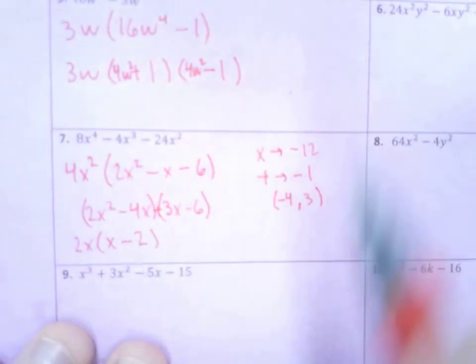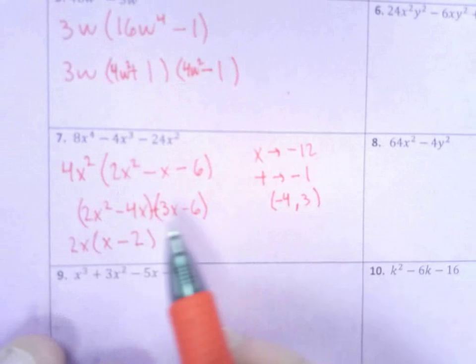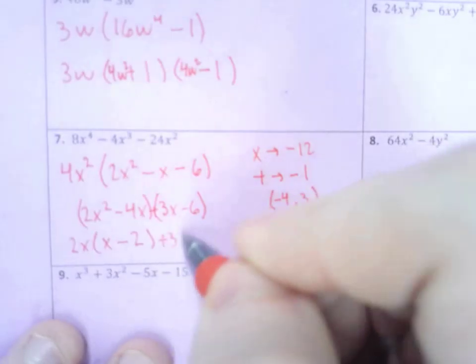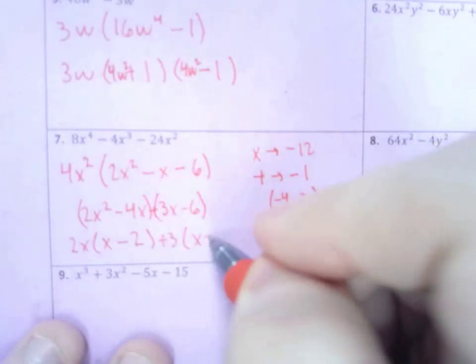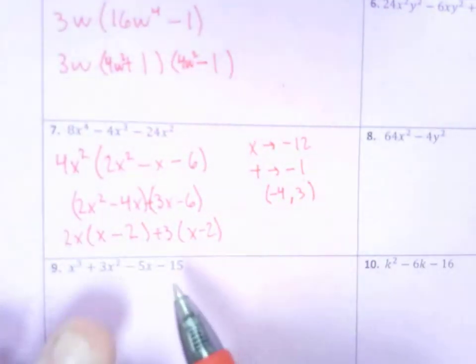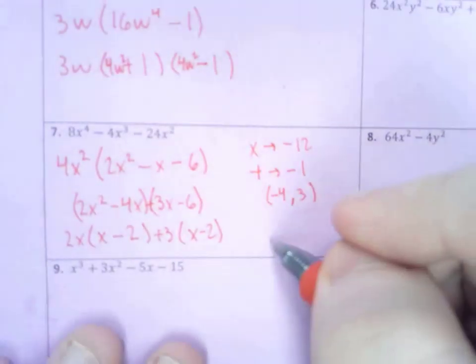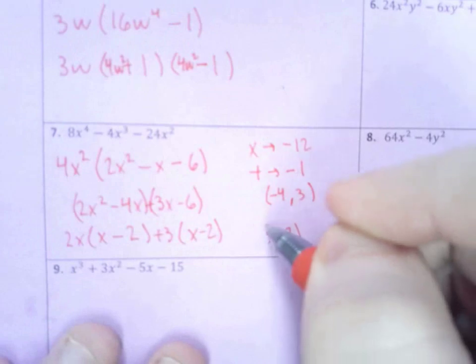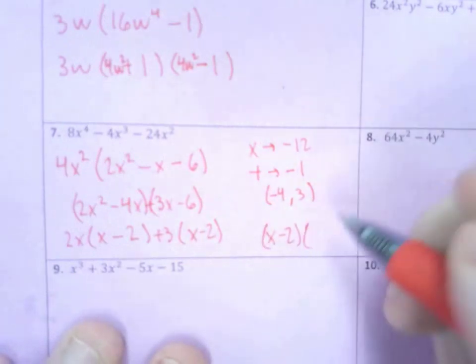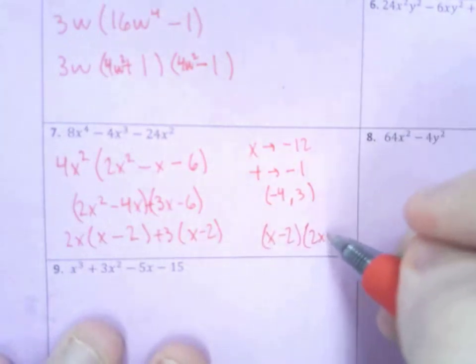Okay. And what's the GCF of 3x and minus 6? 3. And we get x minus 2 again. So we got what we wanted. Our parentheses are the same. So that's one of our parts of our answer, x minus 2. What's the other part? 2x plus 3.